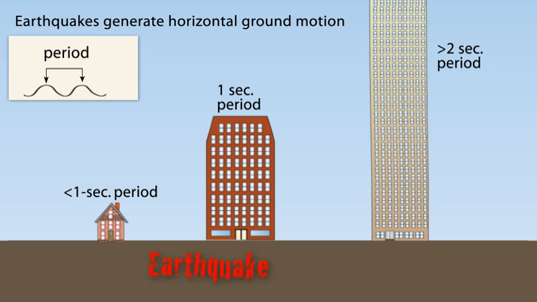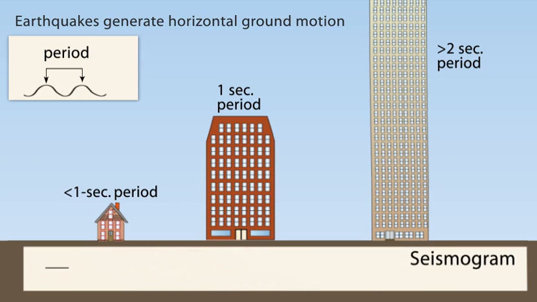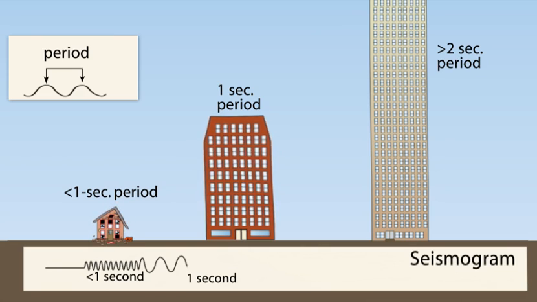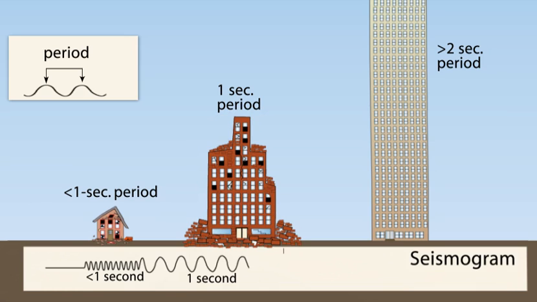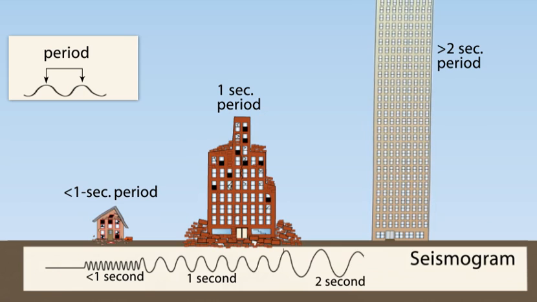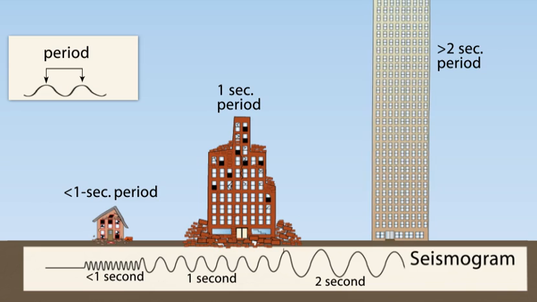Small buildings of 1 or 2 stories resonate naturally at much less than 1 second periods. A 1 second period will affect buildings of about 10 stories. For example, a 30-story building resonates at a period of 3 seconds, and a 50-story building resonates at a period of 5 seconds.